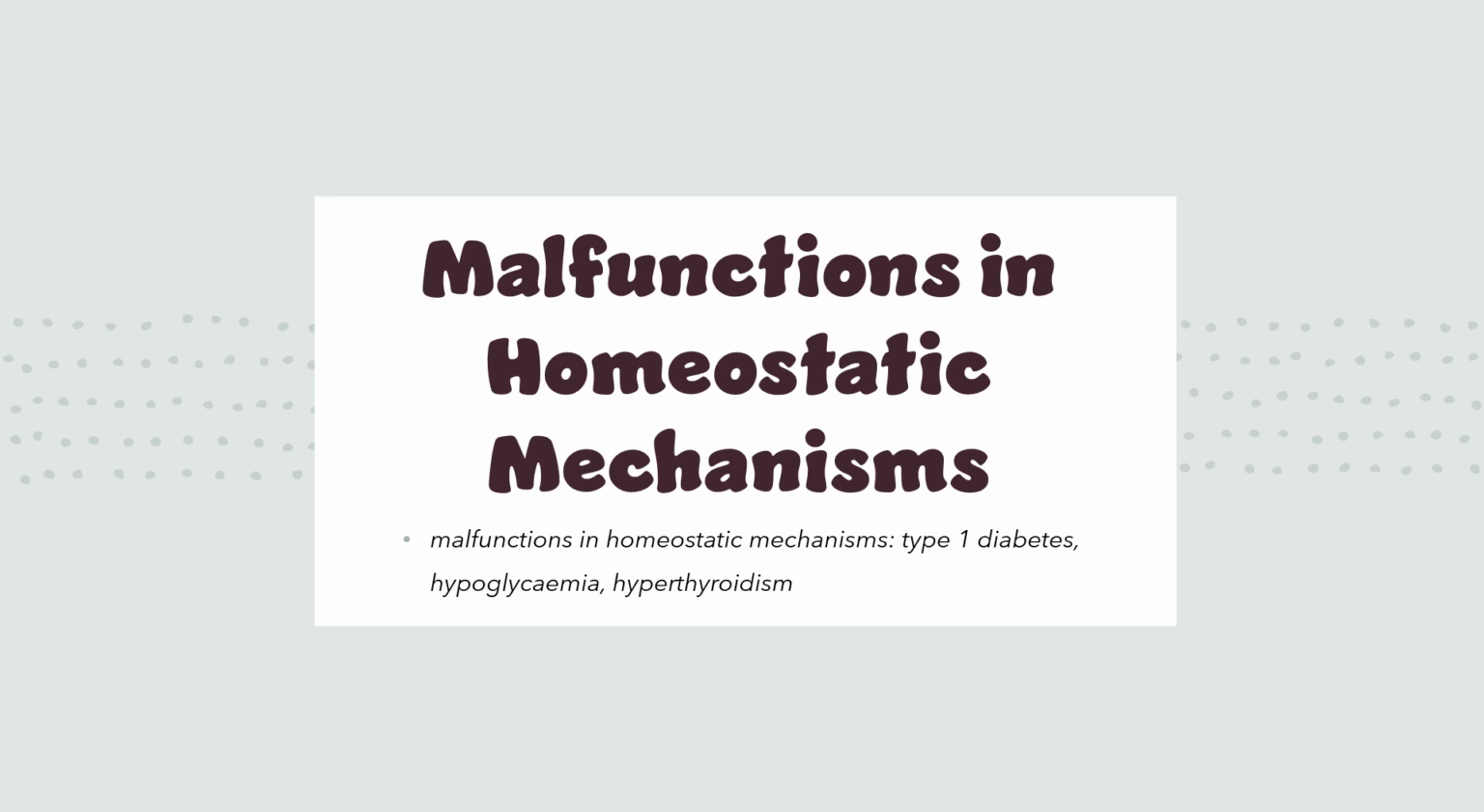Hi everyone, so today we're going to be looking at malfunctions in homeostatic mechanisms. So we've looked at a few different homeostatic mechanisms in terms of how our bodies regulate temperature, water levels, and blood glucose levels. And so we're going to look at malfunctions in this process. In particular, we're going to look at how type 1 diabetes, hypoglycemia, which we've kind of looked at already, and hyperthyroidism are malfunctions in homeostasis.